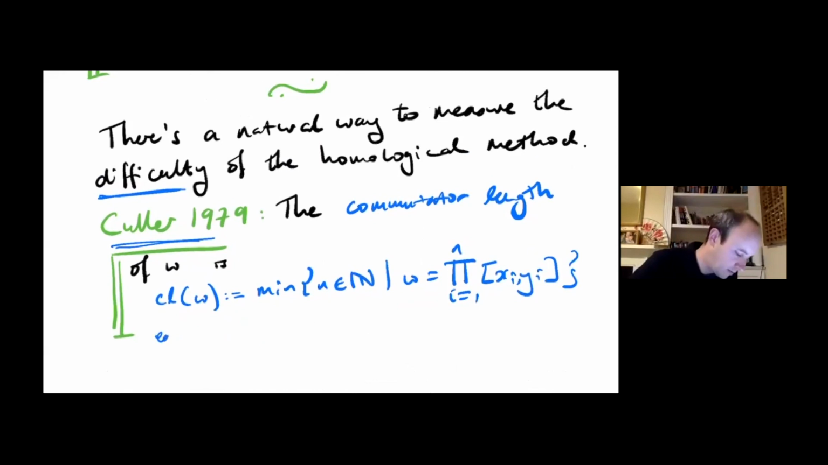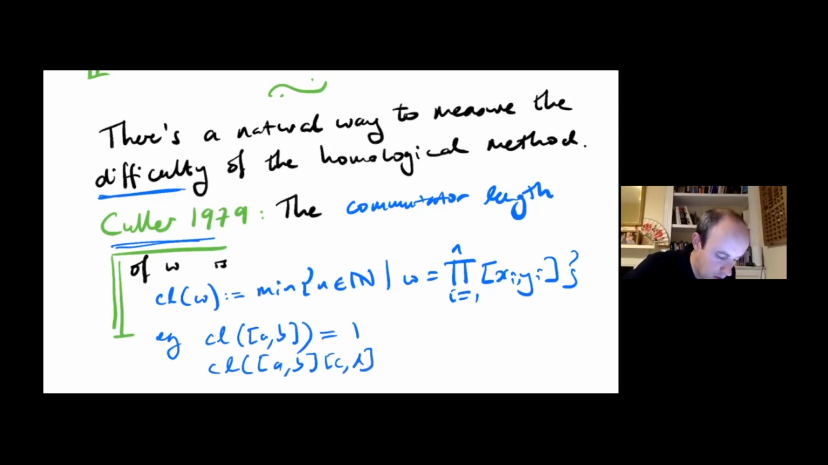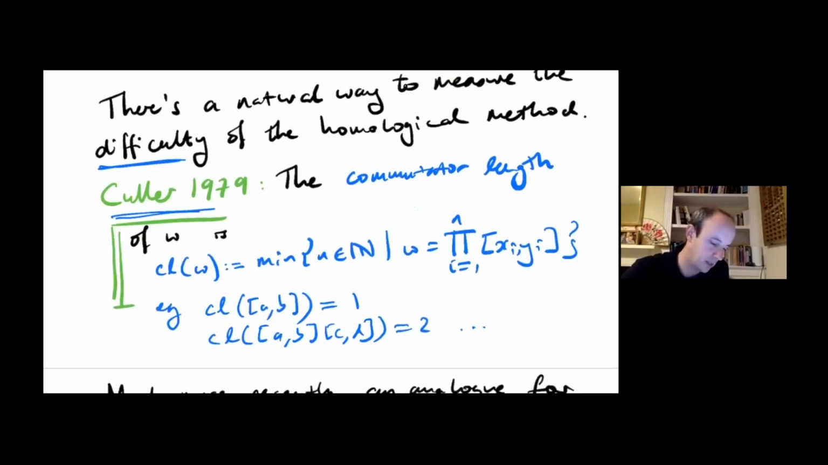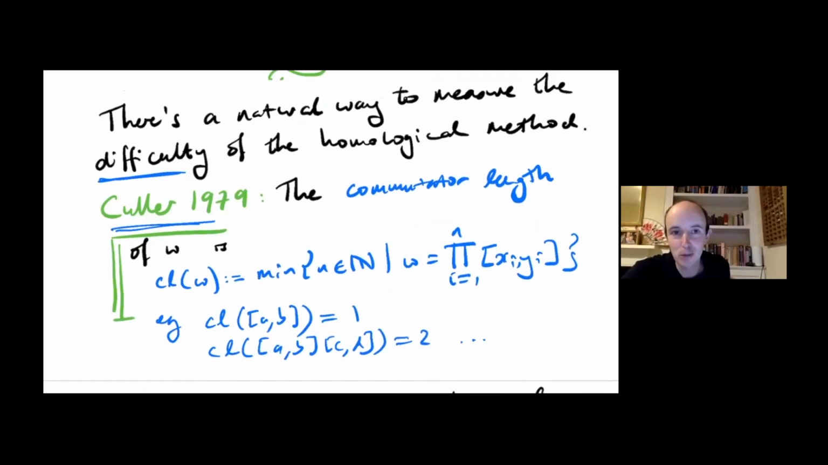So for example, if I give you a word like AB, then that has commutator length equal to 1. And if I give you a word like ABCD, then that has commutator length equal to 2, and so on. Although in general, you should bear in mind that it might be harder than you think to compute the commutator length.